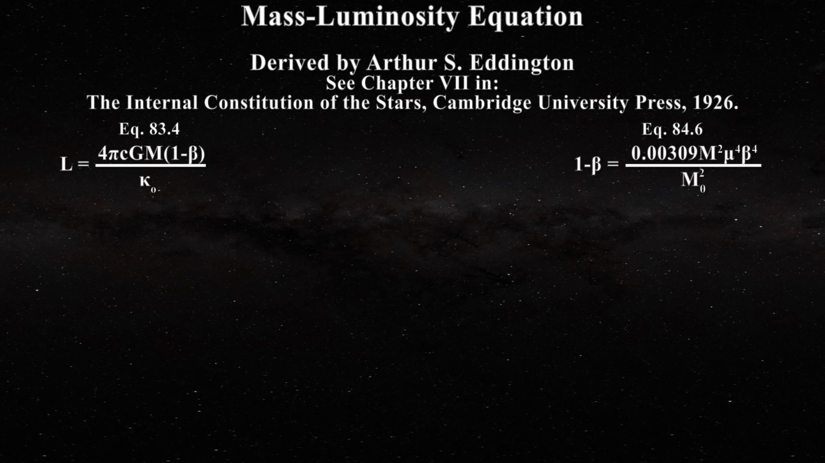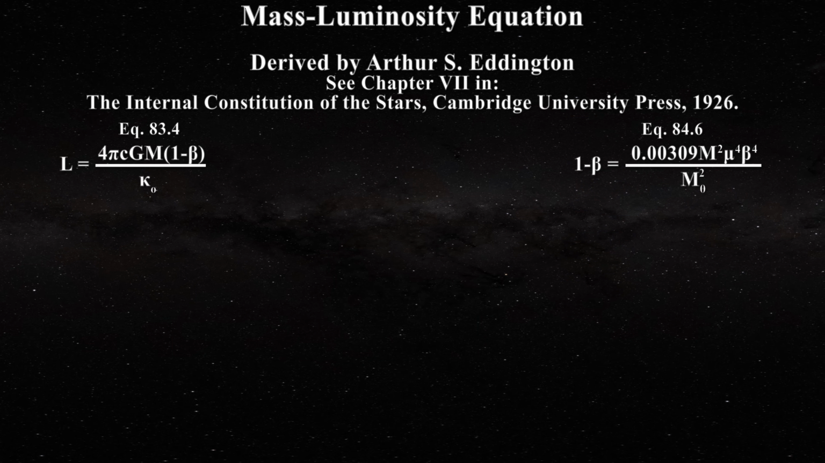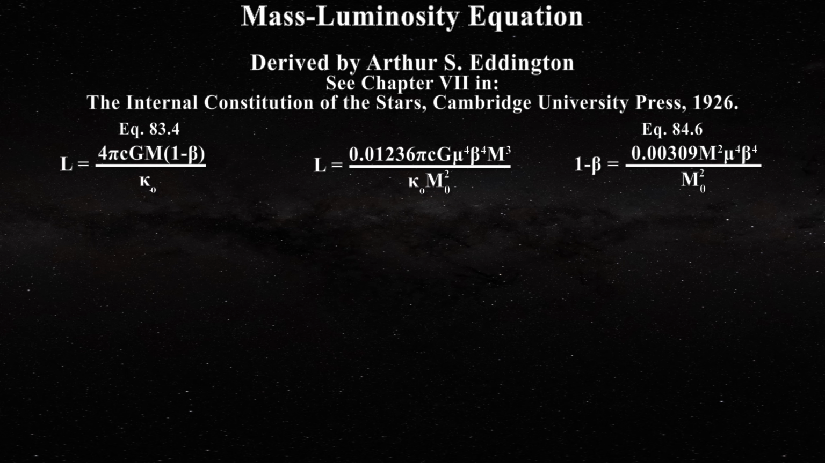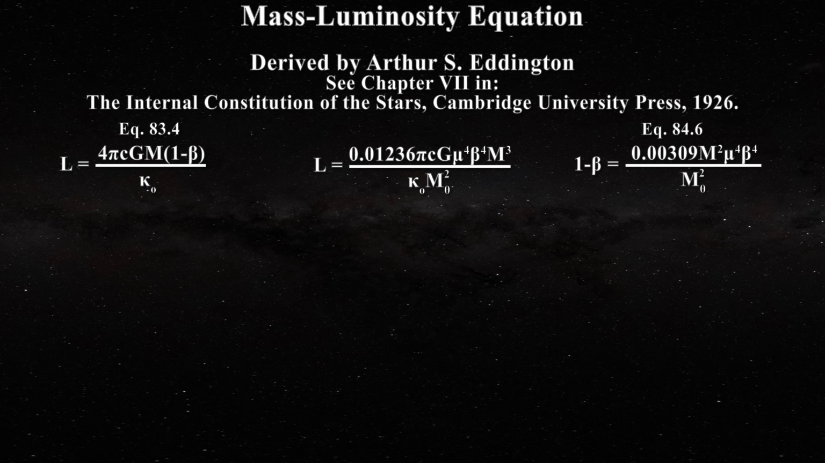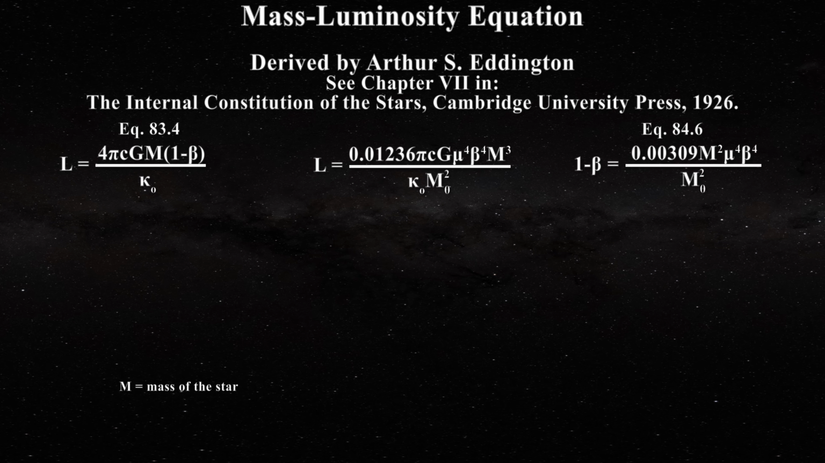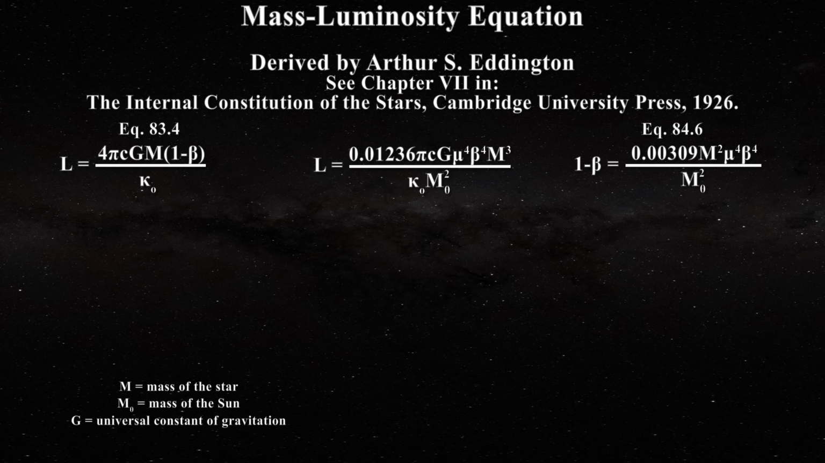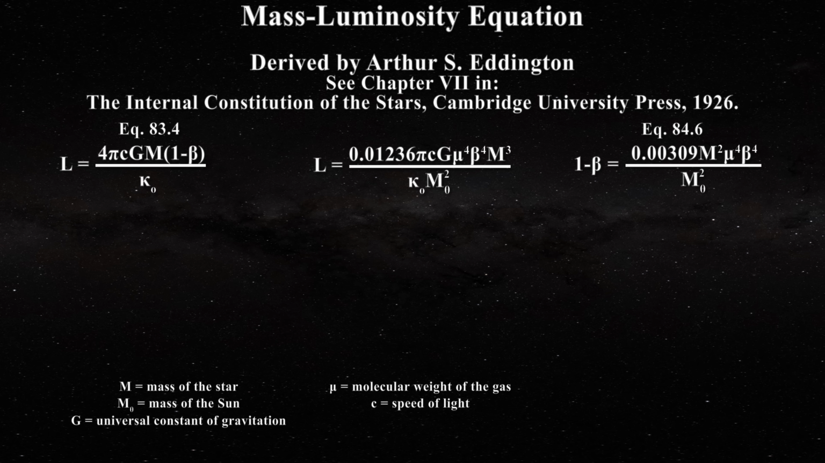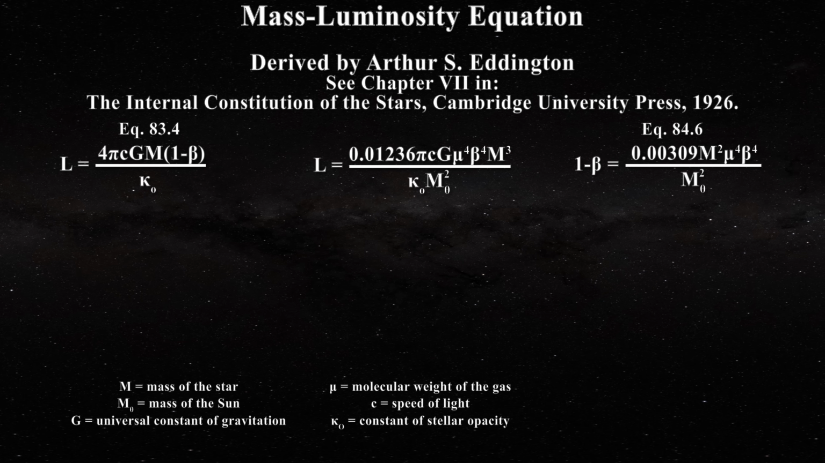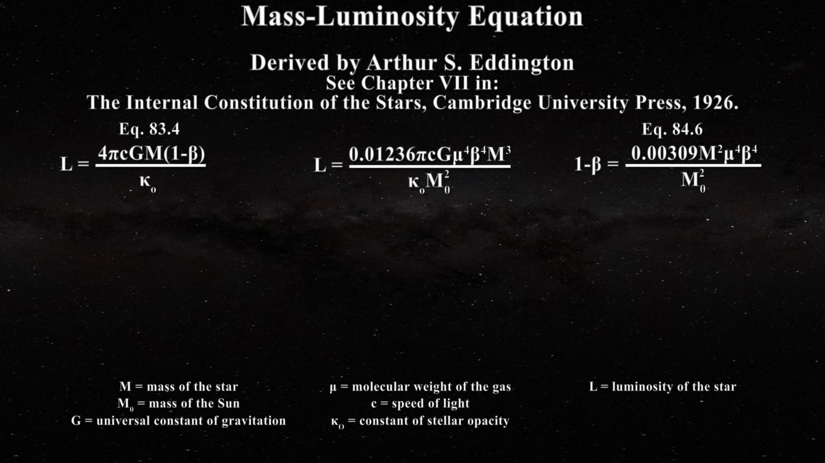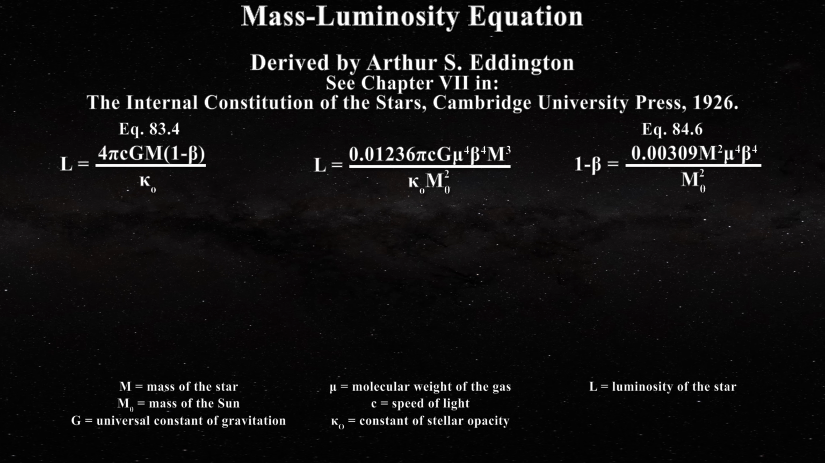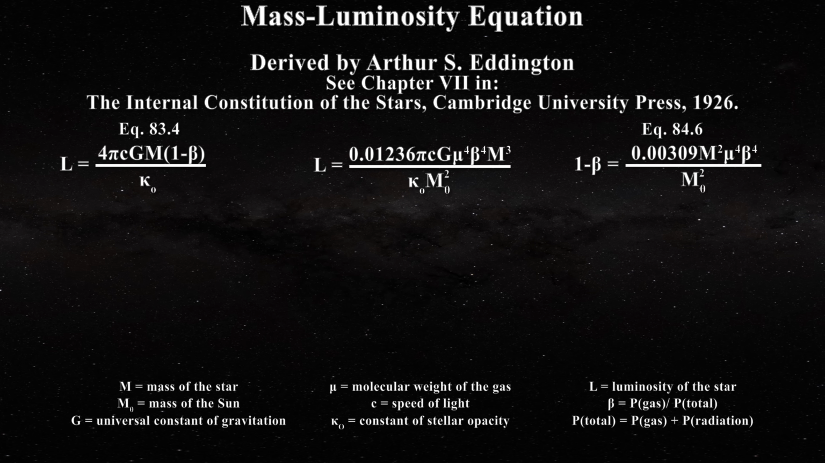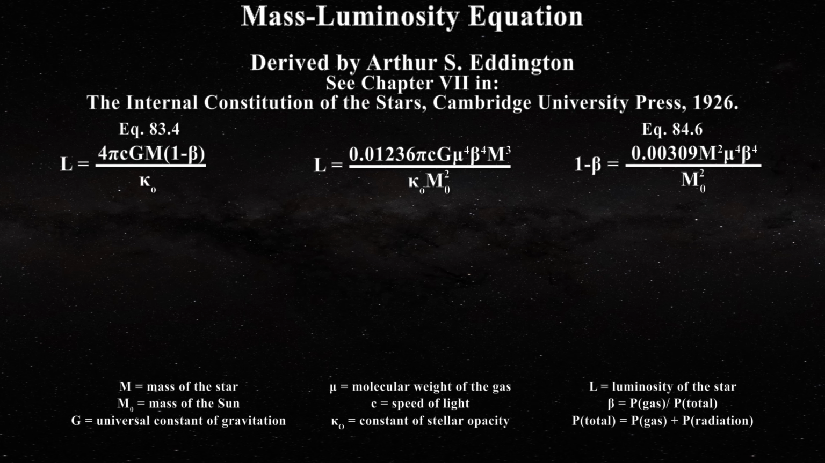First, we begin by presenting equations 83.4 and 84.6 taken from Eddington's classic text, which can be combined to produce this equation for an ideal gas star. In these equations, m is the mass of the star, m sub theta is the mass of the sun, g is the universal constant of gravitation, mu is the molecular weight of the gas, c is the speed of light, kappa sub naught is a constant of stellar opacity, and L is the luminosity. Beta is a constant which relates the total pressure P within the star to gas pressure as follows, where the total pressure is actually the sum of gas pressure and radiation pressure.